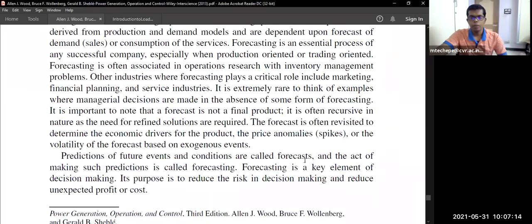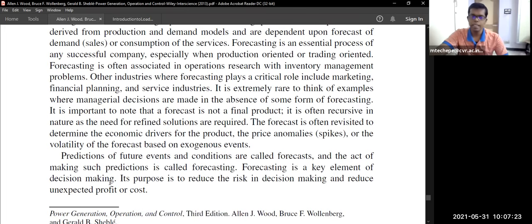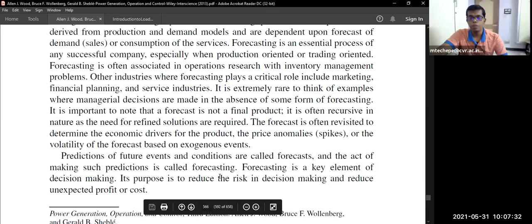So here, forecasting is a key element of decision making. Even in our power generation, forecasting is a key element. If you forecast, we can generate that particular amount without any risk. The purpose is to reduce the risk in decision making and reduce unexpected profit or cost.